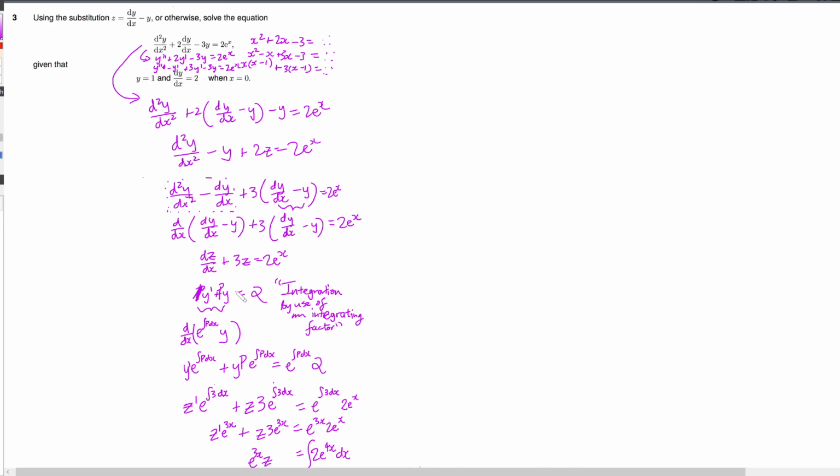But hopefully I was able to fairly clearly explain what to do in this question. And if you want any more pointers on how to solve this kind of question, then be sure to look up yourself integration by use of an integrating factor. Very useful technique, very fun technique.